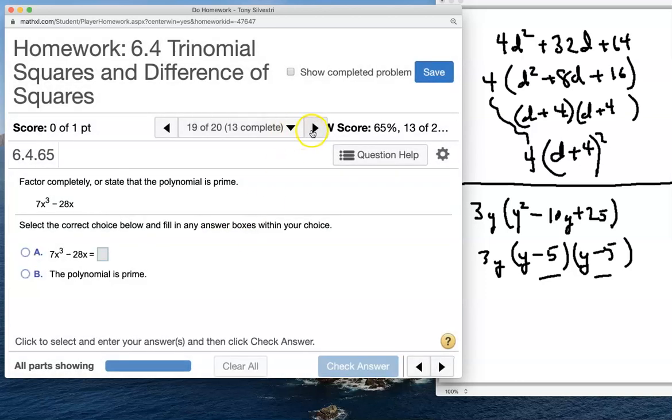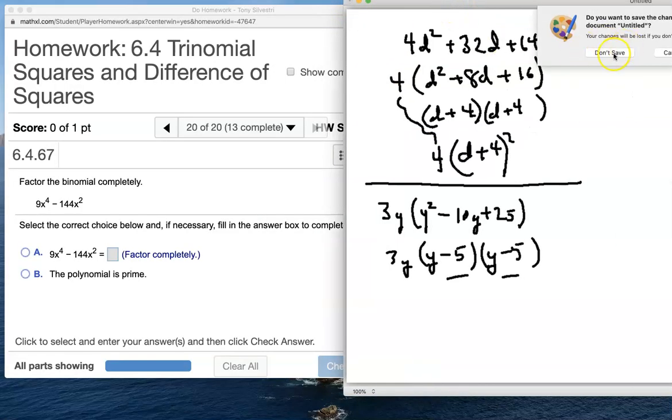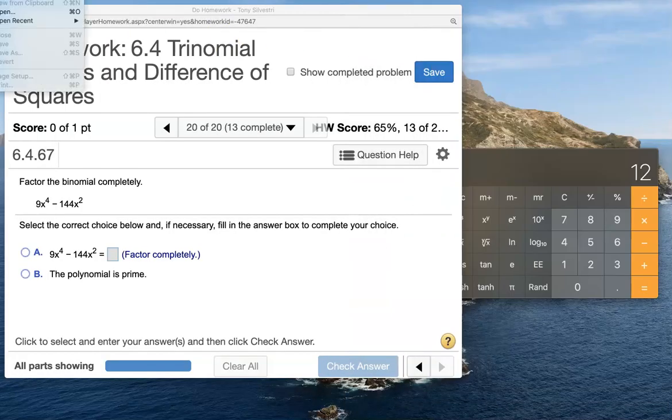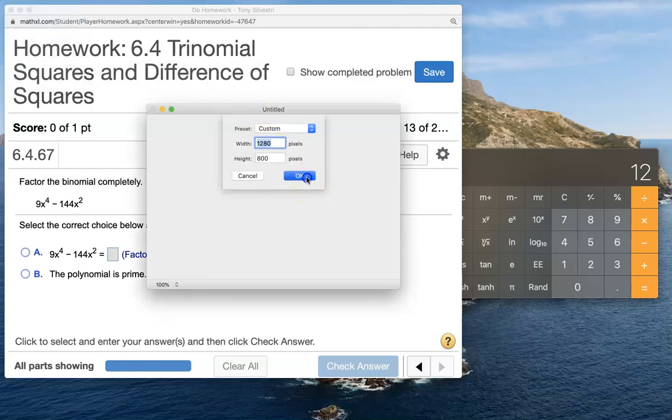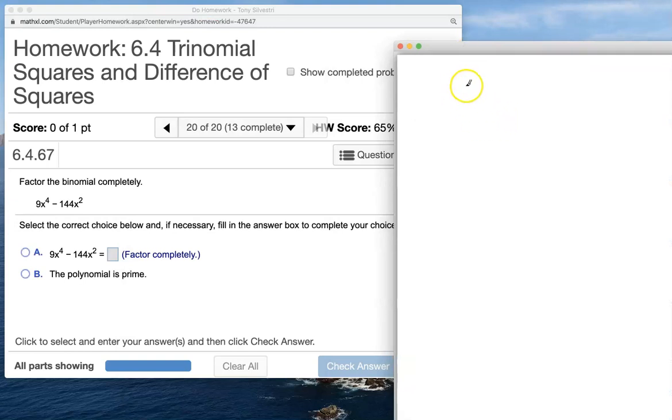And last but not least, let me see which one's the harder of these two. They're basically the same thing. So I'll do the last one. Close this, don't save it. File new. And let's see what we got here for this problem. 9x to the 4th minus 144x squared.